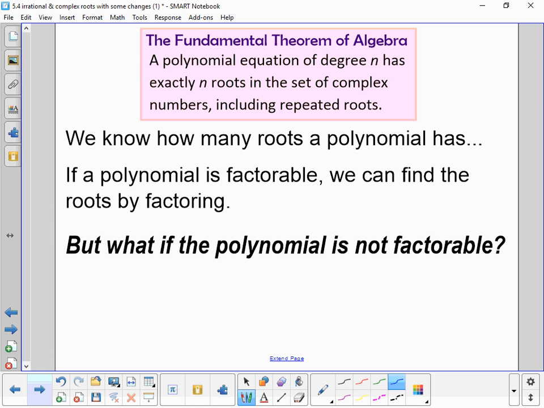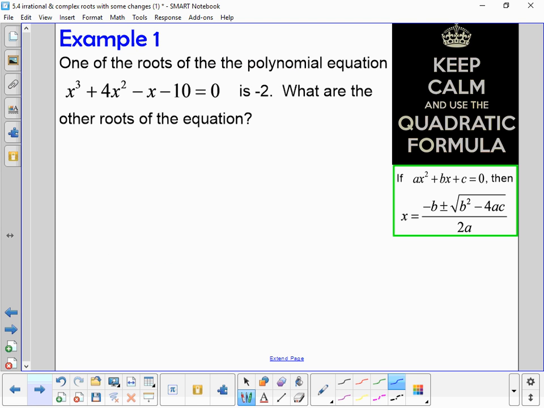Essentially today what we'll be working with is what if the polynomial is not factorable? And you probably remember from past units from last year that when we stumble upon these ones that are not factorable, we have to use a different strategy for solving them. So example 1, let's do this one. One of the roots of the polynomial equation is -2. What are the other roots of the equation?